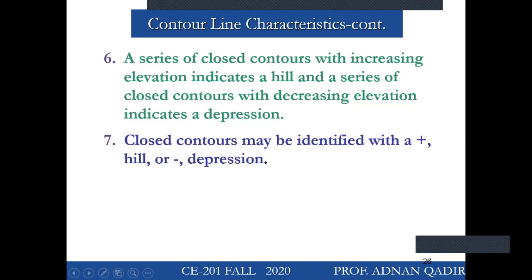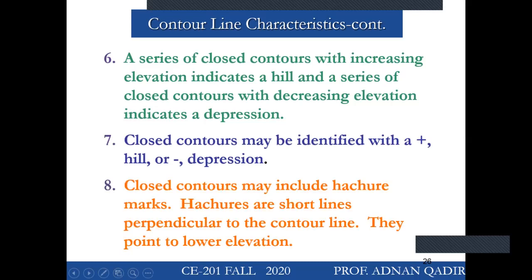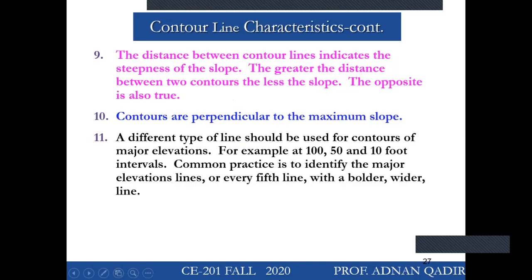Now, close contours may be identified with a positive hill or negative depression. Close contours may include hachure marks. Hachures are short lines perpendicular to the contour line. They point to lower elevations. Then the distance between the contour lines indicates the steepness of the slope. The greater the distance between two consecutive contours, the less the slope. The opposite is also true, meaning the lesser the distance, the higher the slope. And the contours are always perpendicular to the maximum slope.